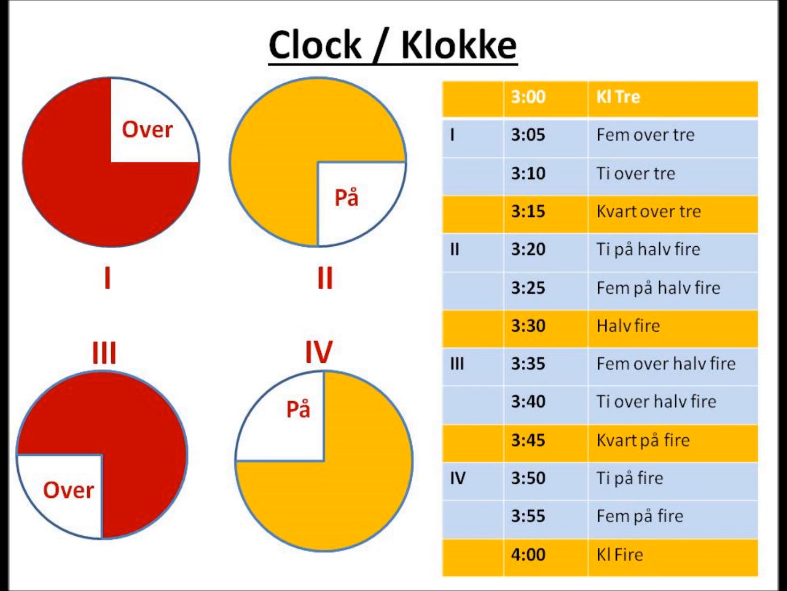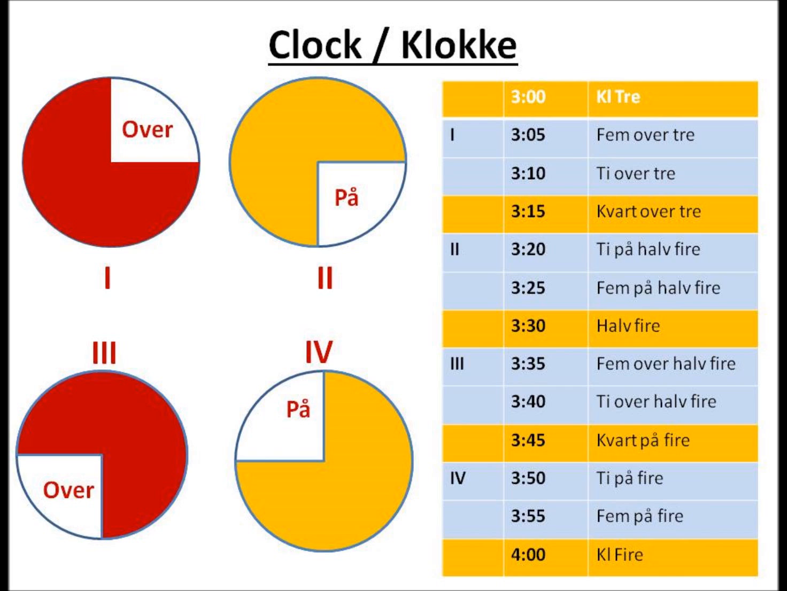Similarly, if it's 10 past 3, or 3:10, it is ti over 3. And when it's 3:15, we say kvart over 3. Now when the minute hand has finished the first quarter and come into the second quarter, we start using the word på.